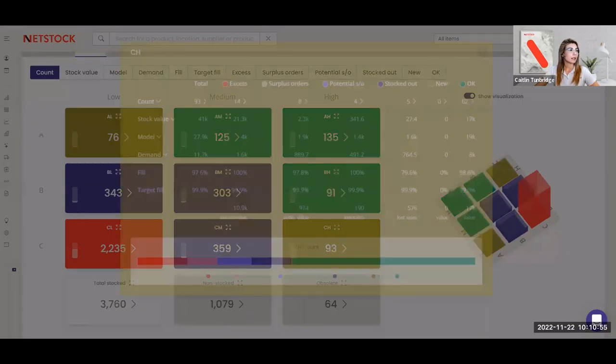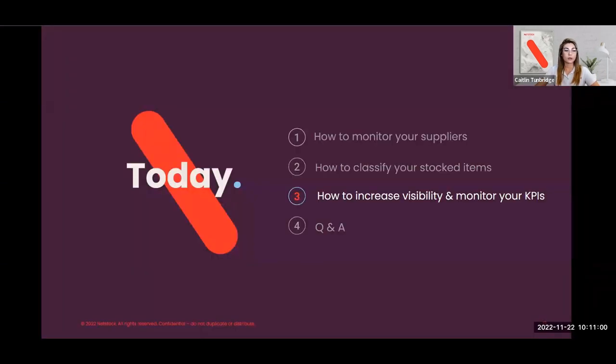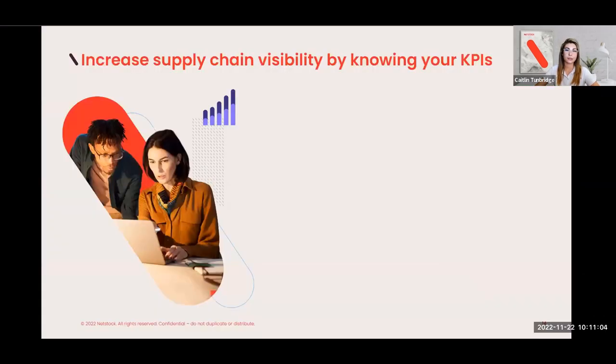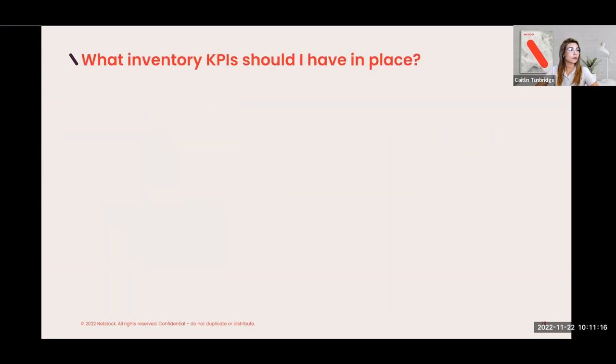So we'll come back to the classification, but first we're just going to look at how we can increase visibility and monitor our KPIs. So what inventory KPIs should we have in place? How do we set, refine, and track inventory? And what are the benefits of setting KPIs?